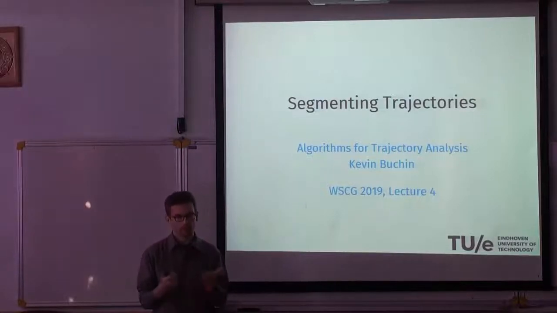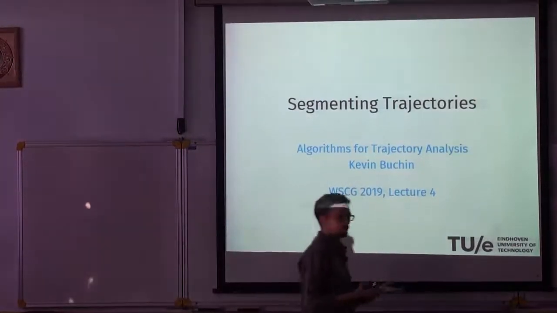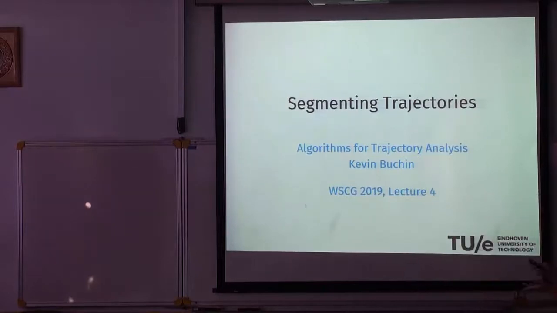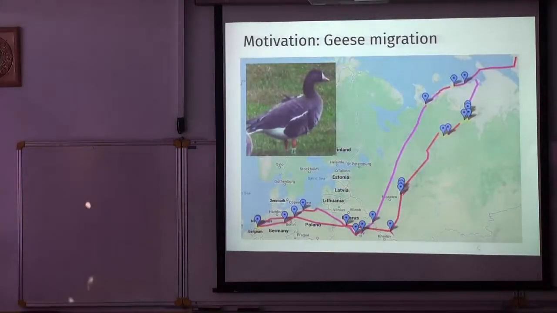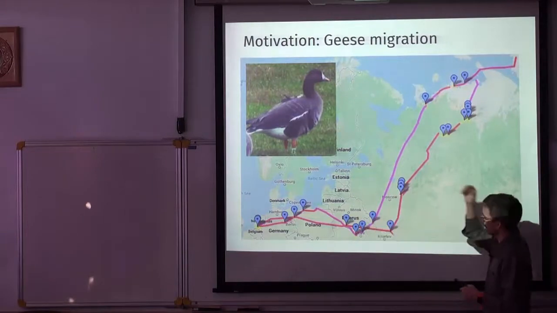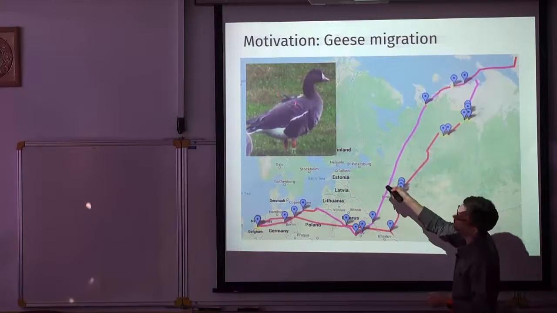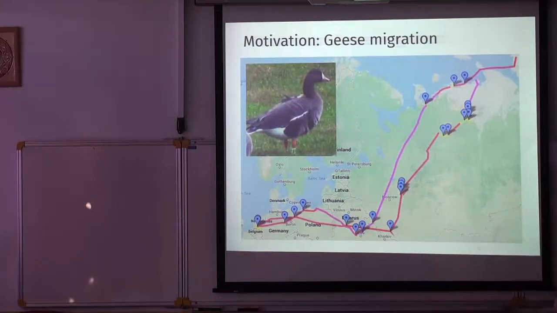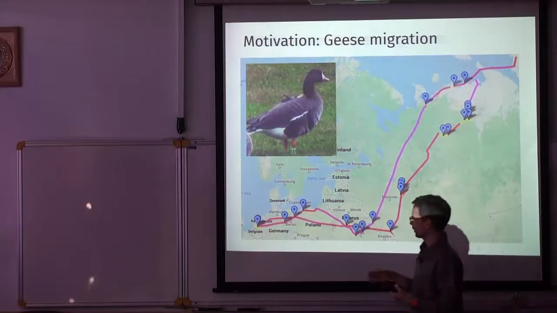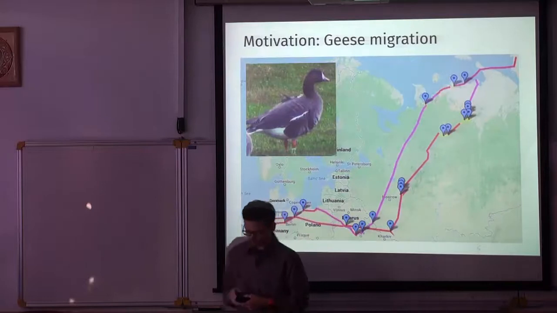And today I'd like to talk about segmenting trajectories, so cutting the trajectories into meaningful pieces. So the first application which motivated us to work on segmentation was this problem of geese migration. So these are two trajectories from geese. Again, they have a tag with GPS. And what the biologist wanted to learn about is the stopovers that the geese make.